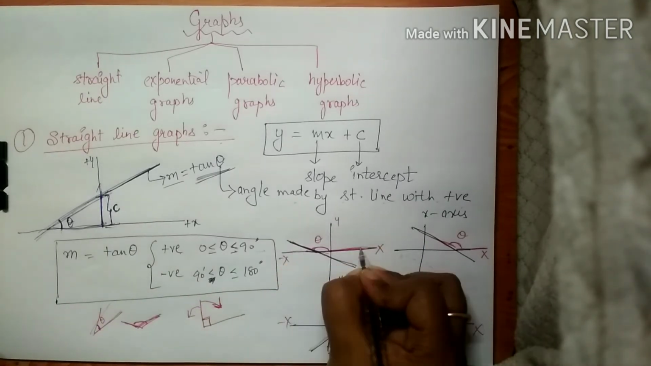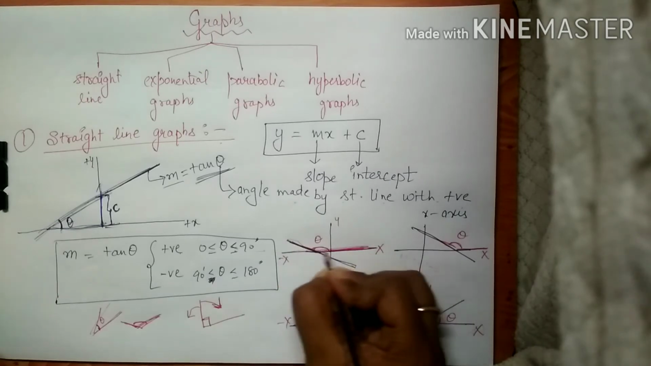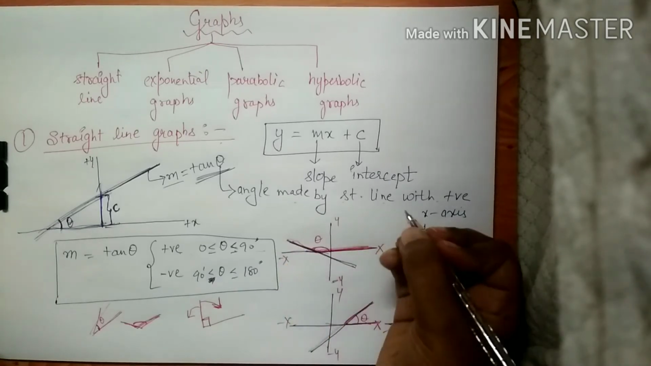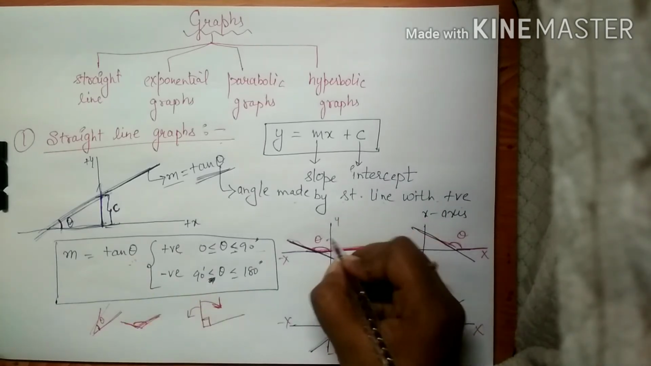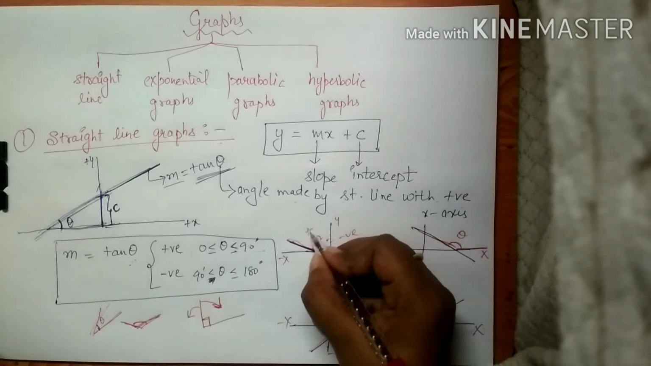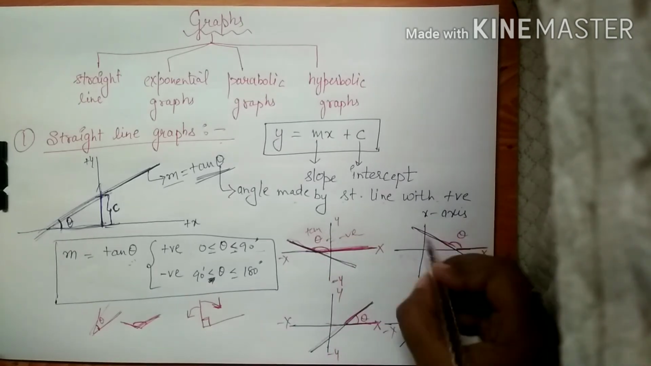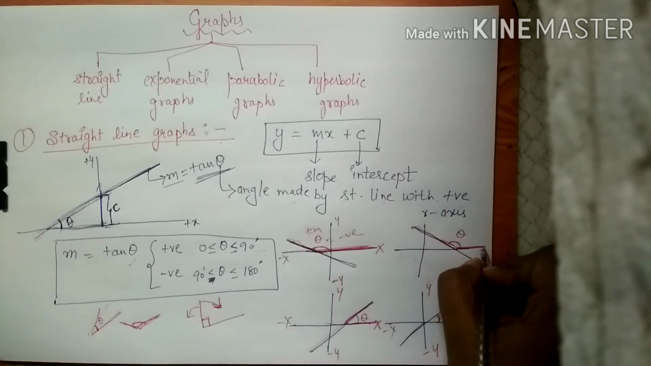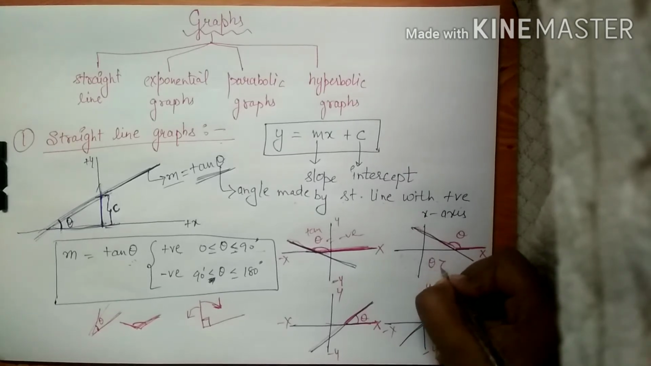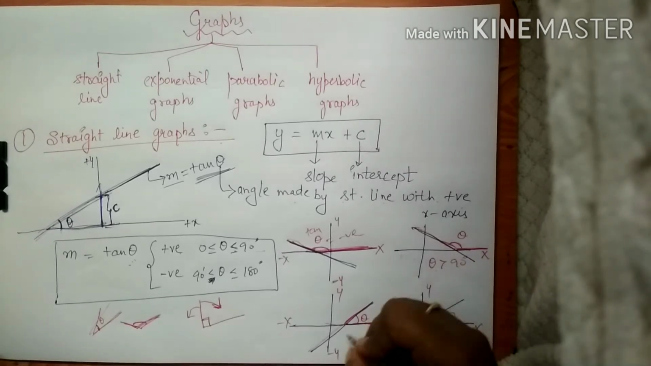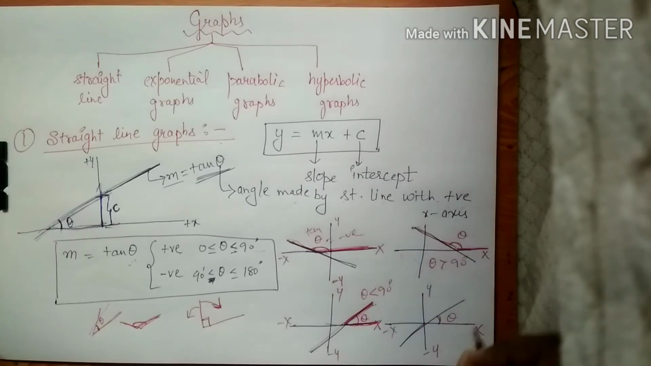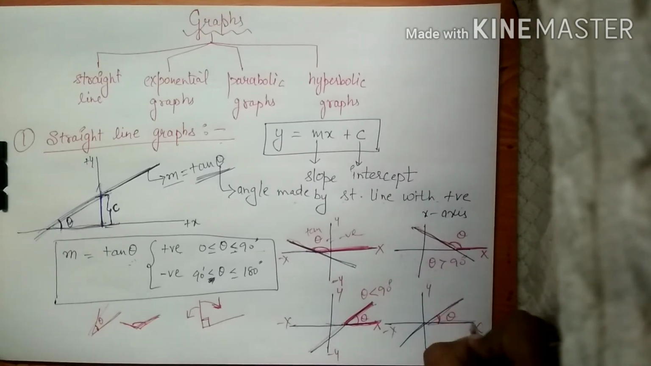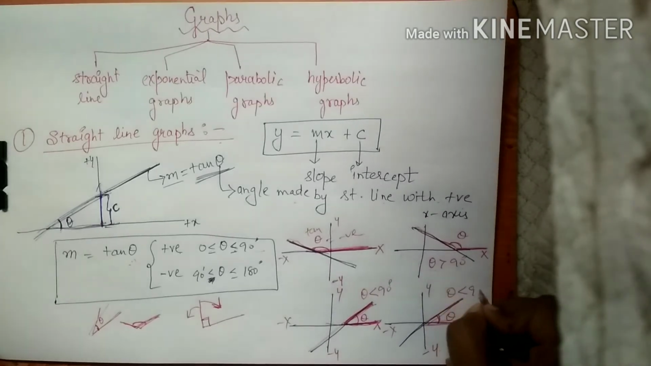So you can clearly see here the angle is more than 90 degrees, it is an obtuse angle. So what happens, your tan theta will be giving negative values, right? Your tan theta will give a negative value. Here also the angle is obtuse, right? So here also your theta is more than 90 degrees. Here your theta is less than 90 degrees. You can see this angle is acute, so theta is less than 90 degrees. Here also your angle is acute, so theta is less than 90 degrees.